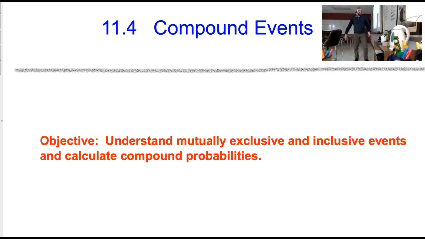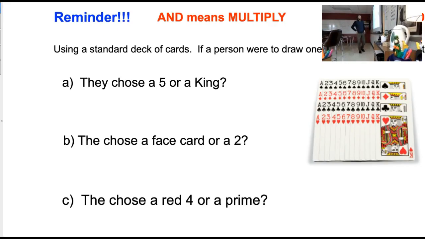Webcam action. Okay. Today we're talking about compound events, mutually exclusive and inclusive, and calculating the types of probabilities connected with those events. This is where we left off on 11-2, talking about what it means when you have "and" or "or" as you're calculating probabilities. When you see "and," that indicates you multiply, and "or" indicates that you add.